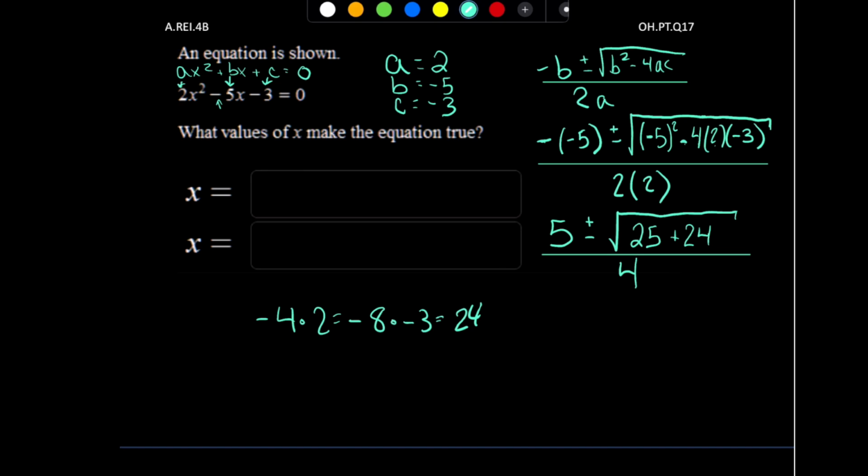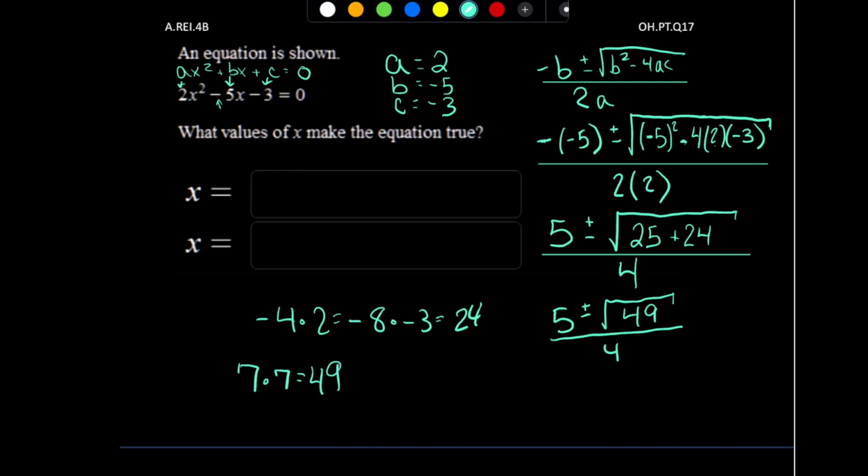All right, next step, we have to take care of the radical. So our 5 stays. 25 plus 24 is 49, all over 4. So now here's where we get to the tricky part. Remember, square roots are what number you can multiply by itself to get that number. So the square root of 49, what do you multiply by itself to get 49? 7. 7 times 7 is 49.